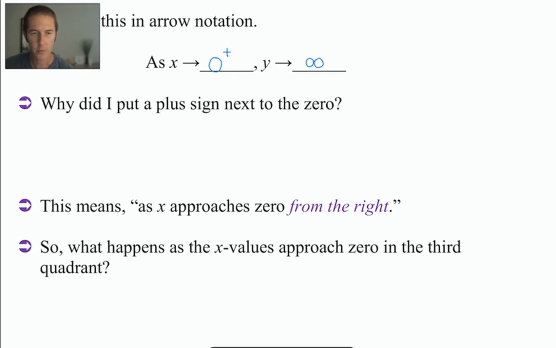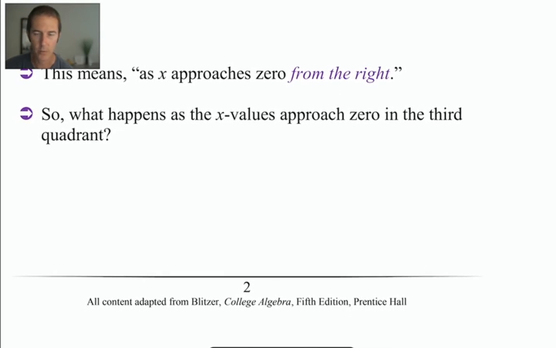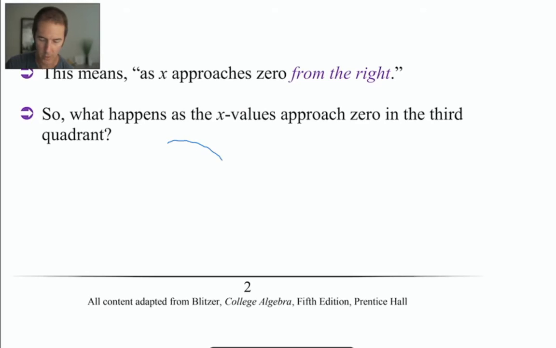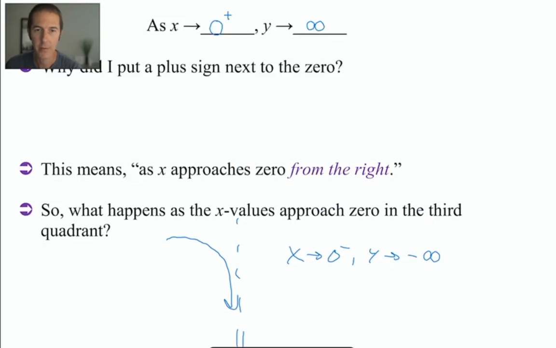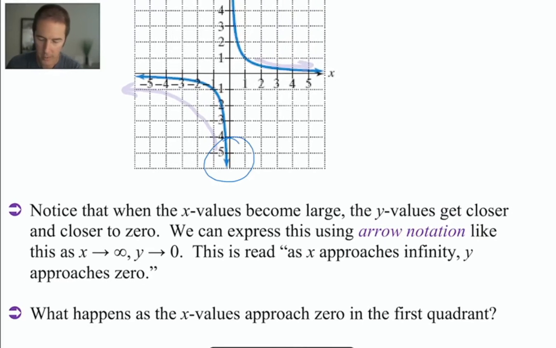So it means as x approaches 0 from the right. Now, what happens as the x values approach 0 from the left, or in the third quadrant? And the answer to that was our curve went down like this along the y-axis. So as x approaches 0 from the left, or from the negative side, our y values approach negative infinity. So our curve dives down toward negative infinity.